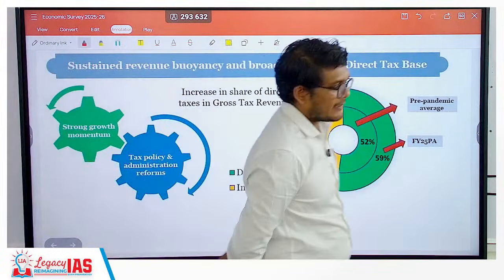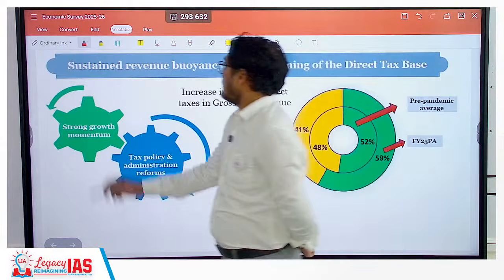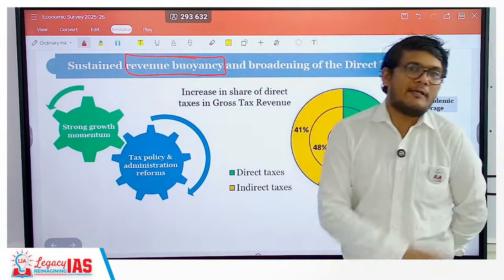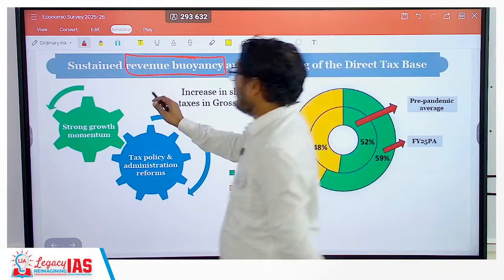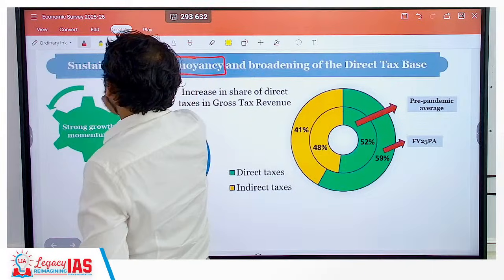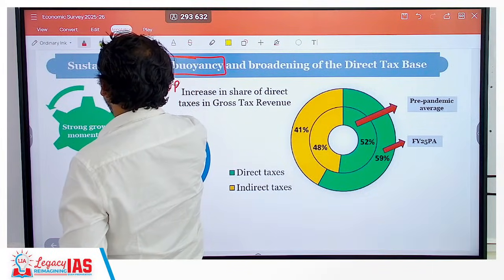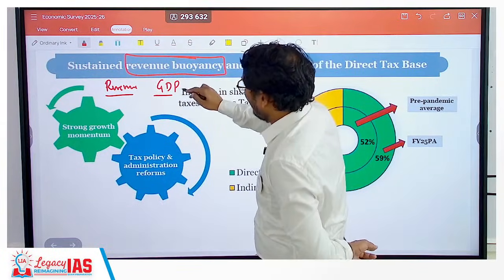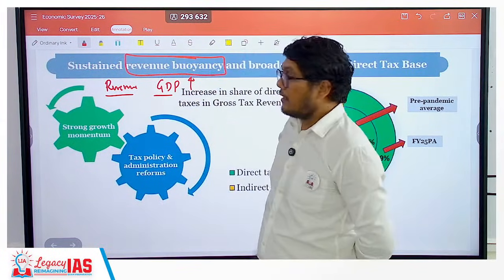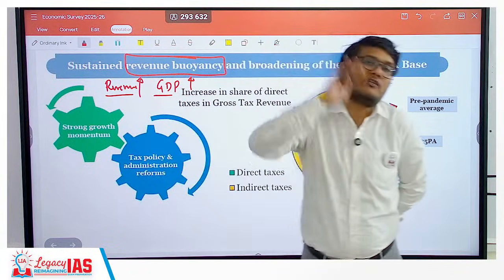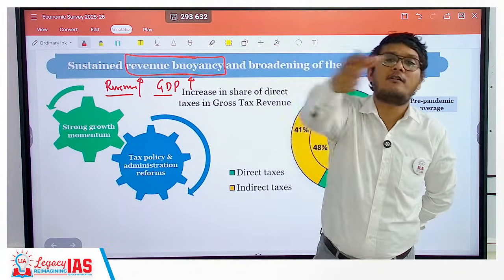Next, another thing that the government is looking at is sustained revenue buoyancy. What is revenue buoyancy? See, when you talk about buoyancy, it is related to GDP. And since you are saying revenue, let us see what it means. Revenue buoyancy means with an increase in GDP, the revenue will increase more than proportionately.